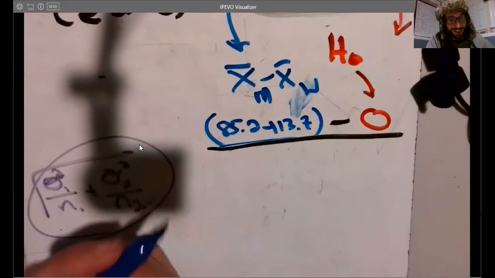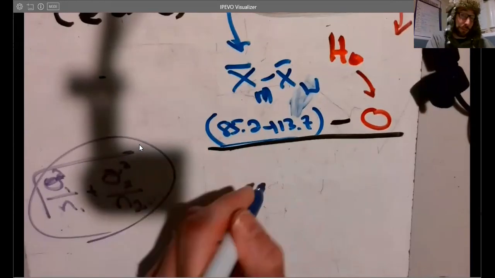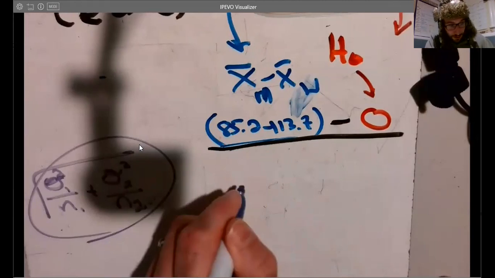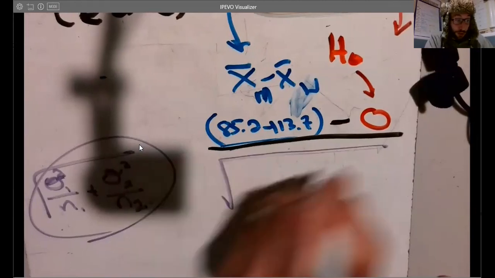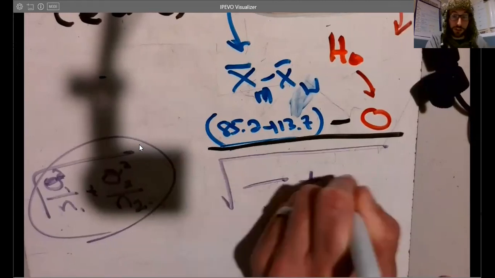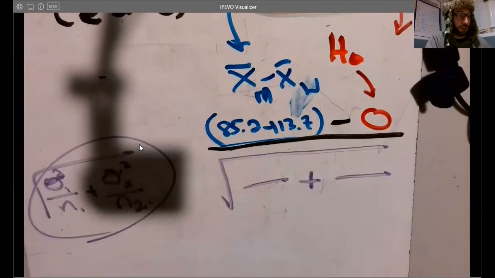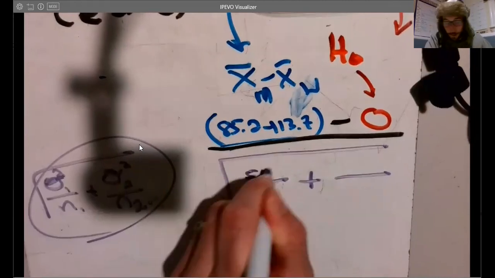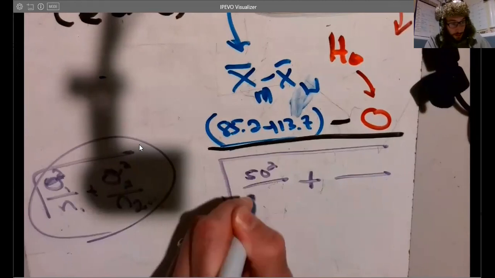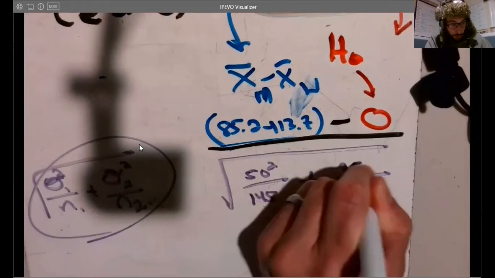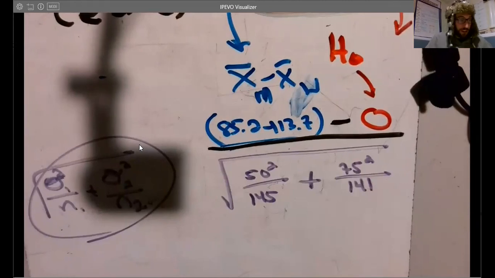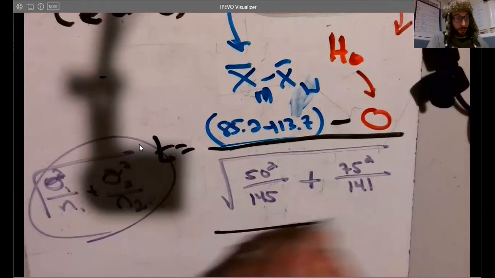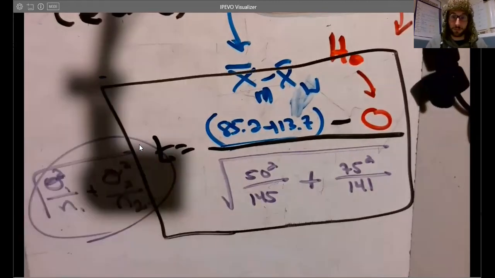We don't have sigmas. If we did, we'd be doing a 2-sample z-test. On a side note, remember, we use T whenever we don't know the population standard deviation sigma, which is what's going to happen more often. Here we have sample data. That's why we're using T. So with our sample standard deviations, we're going to have 50 squared over 145 and 75 squared over 141. And so this is how that t-score of negative 3 point whatever it was is calculated.